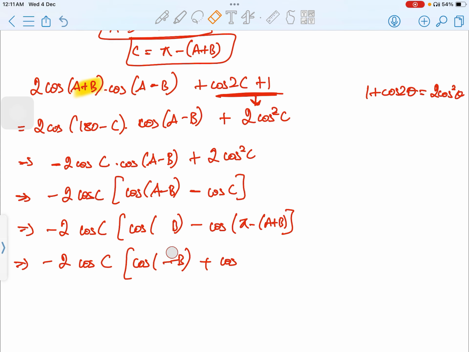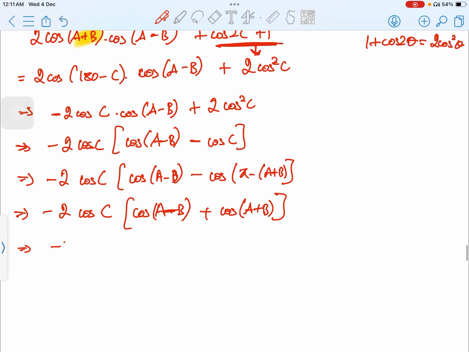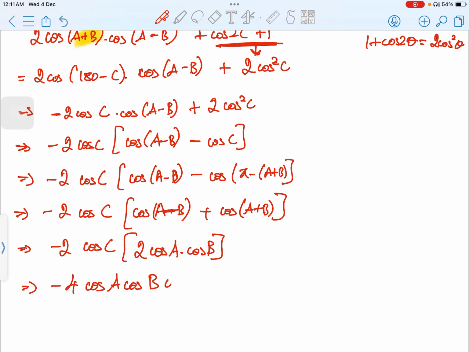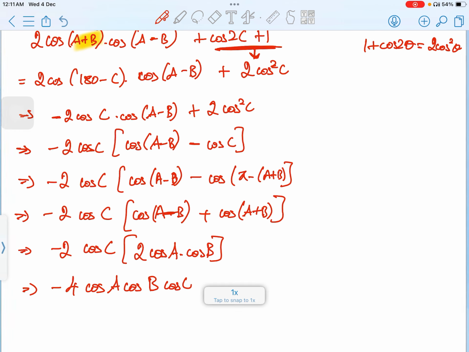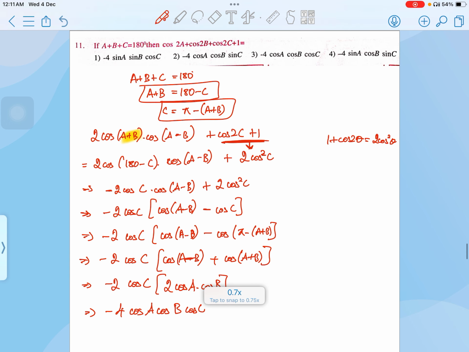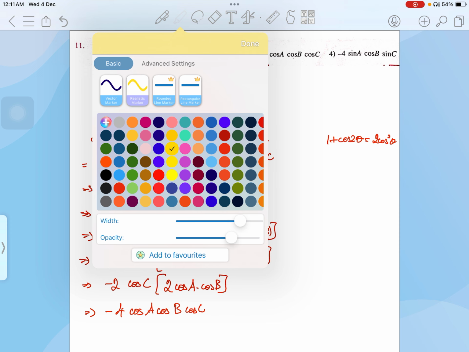This one minus, this also a minus b. Here also a minus b is there. This one plus. Okay, so minus 2 times cos c into, if you use the formula, 2 cos a cos b. So minus into minus, minus into plus, 4 cos a cos b cos c. So this is in the option for everything in cos, option 3.